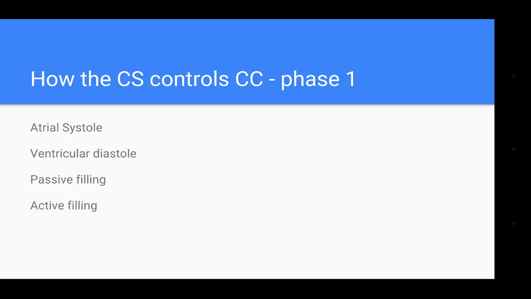During this process, the SA node keeps the pace of the impulse being sent, maintaining it at a steady rate to buy time for a refill and the contraction itself, the actual process of contraction. This is why the SA node is known as a pacemaker. Passive filling is where there is no contraction during the filling process, and active filling is where there is a contraction during the filling process.